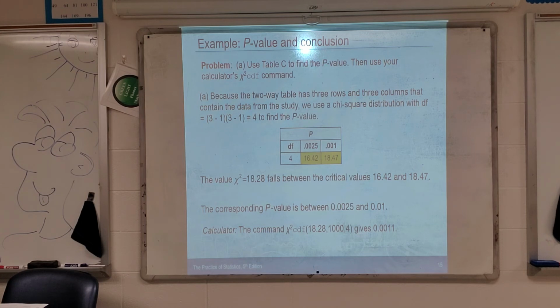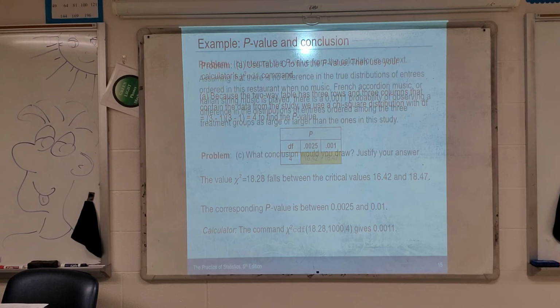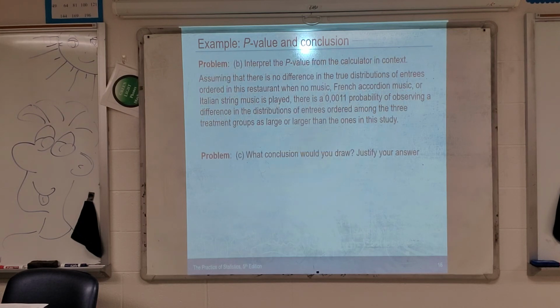0.0011 is less than 0.01 even if we had alpha equals 0.01. So if the p's low, the null must go. We reject the null, and we can say there is convincing evidence for the alternative. So interpreting our p-value: assuming there's no difference in the true distributions of entrees when no music or when any of those different kinds of music are played, there would be a 0.0011% chance of observing a difference in the distributions among the three treatments.